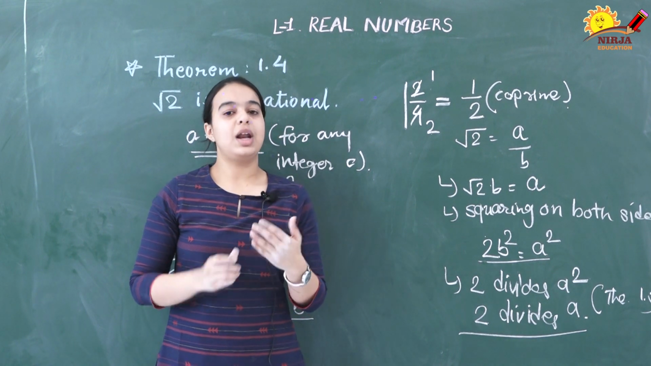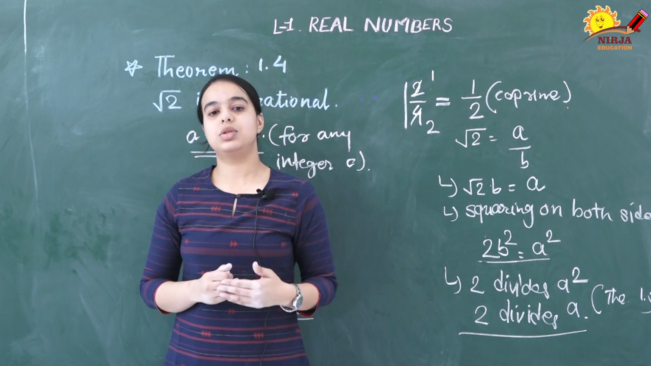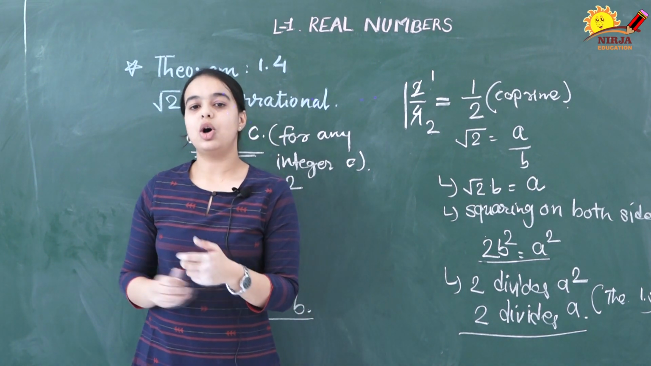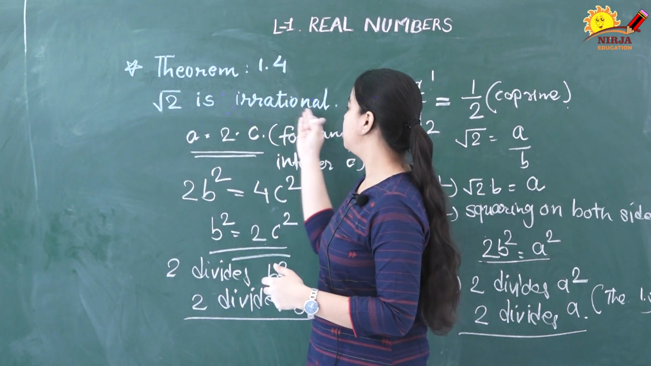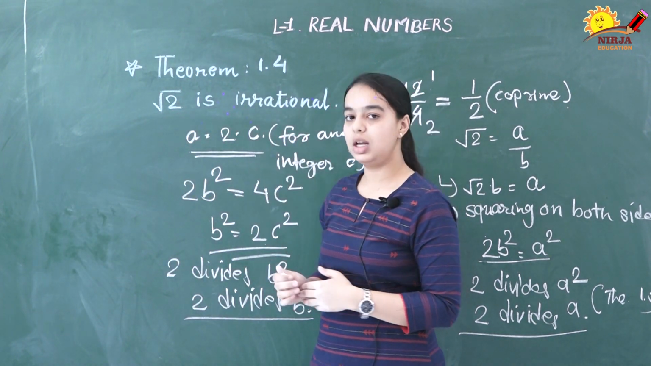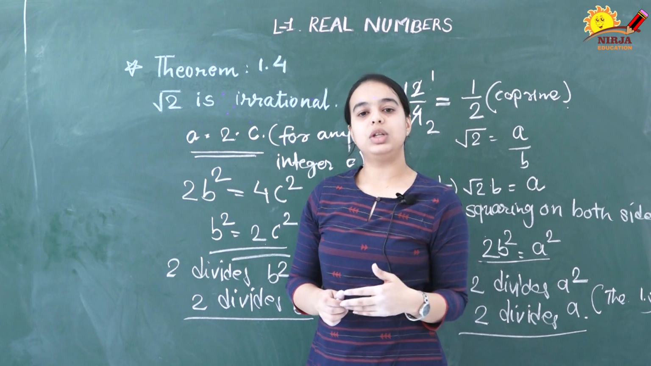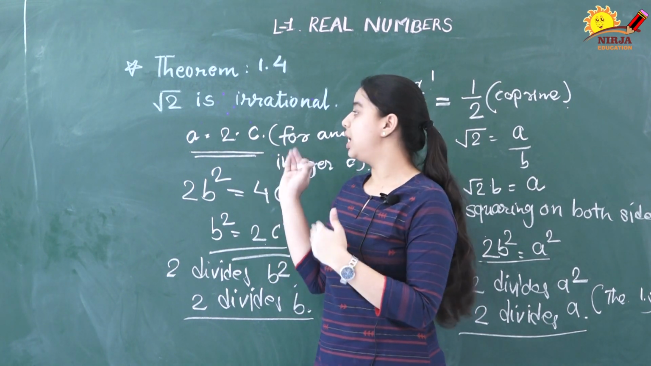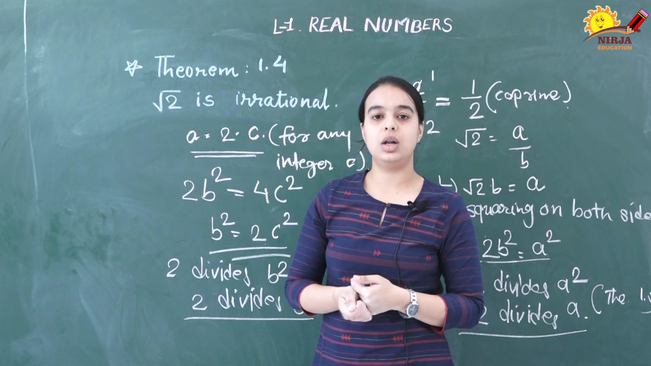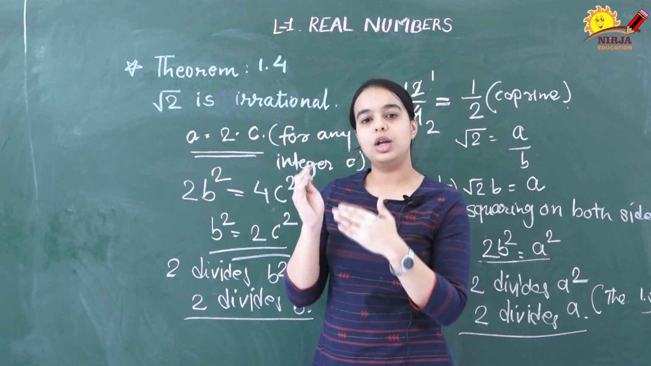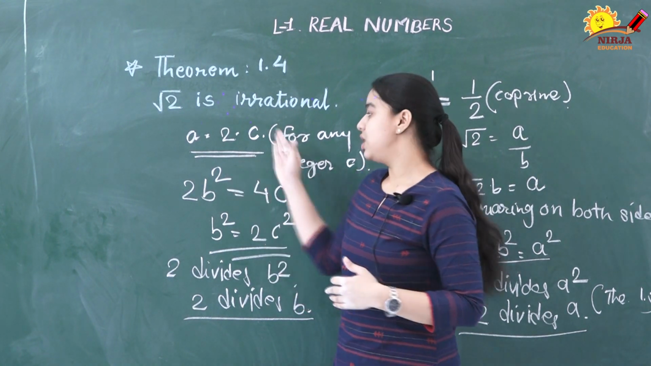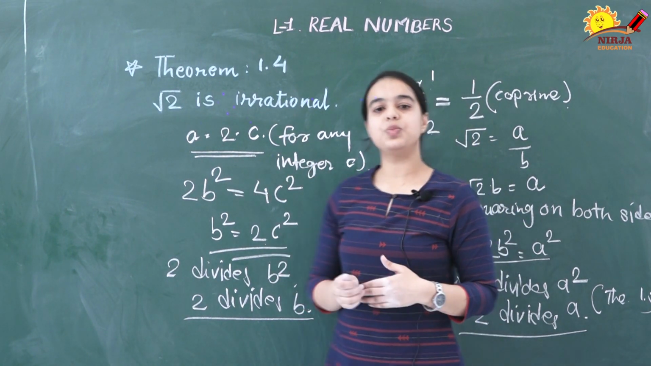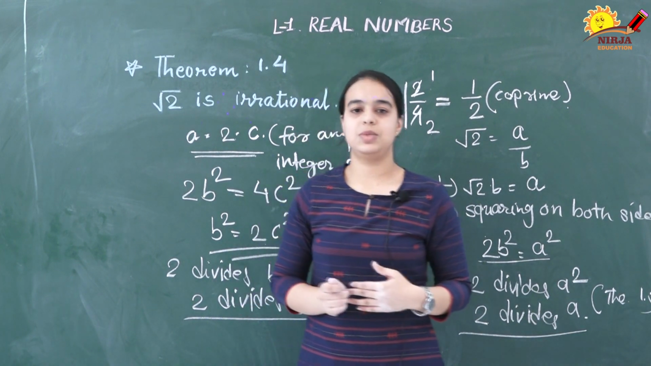Right. So there are many more sums available to solve using this example. Under root 2 is irrational; this is one theorem. There are many more theorems like that: prove that under root 3 is irrational, prove that 2 under root 5 is irrational. So by using this theorem, you are able to prove all these kinds of sums.